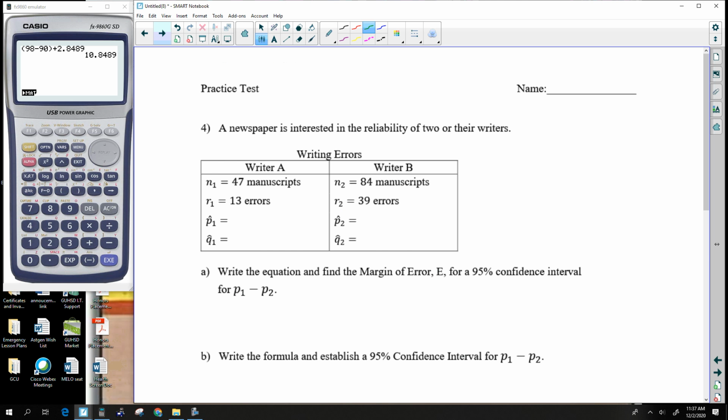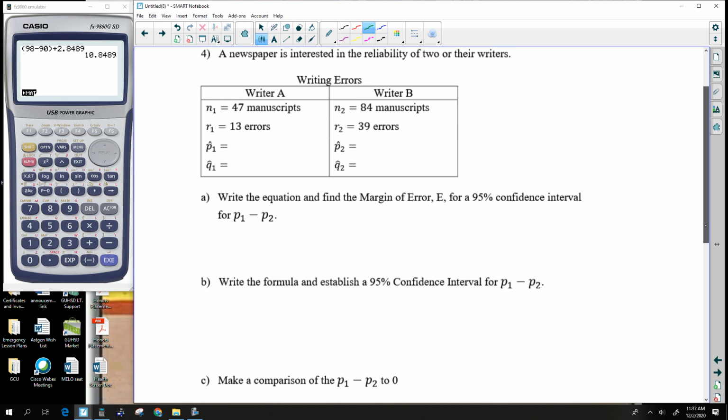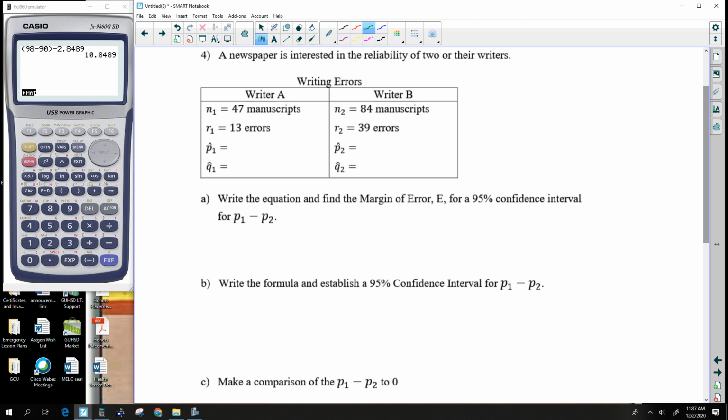Okay, then we move on to probabilities. The first is a confidence interval of probabilities. The first thing we need to figure out are these p hats and q hats. Recall that p hat 1 is r1 divided by n1, and a q is always the opposite of a p, so q hat is 1 minus p hat. So let's go ahead and find our base information.